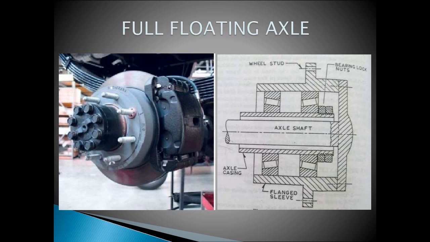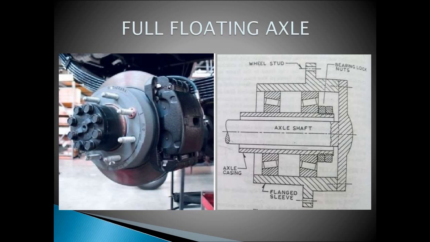This is very robust and is used on heavy trucks. The wheel hub is supported by two bearings running directly upon the axle casing. The axle shaft is fastened to the wheel hub flange by using some kind of coupling which transmits rotary motion of the axle shaft to the hub and wheel. The two taper roller bearings support the axle casing in the hub and take the side load.